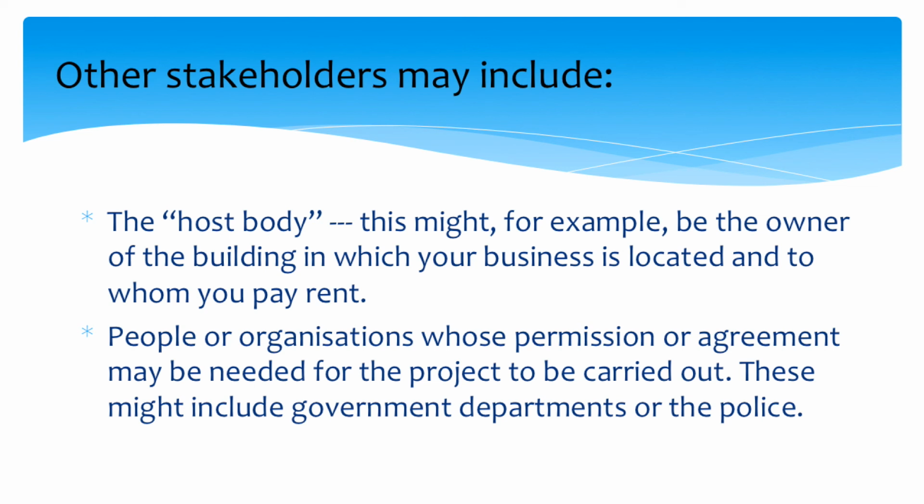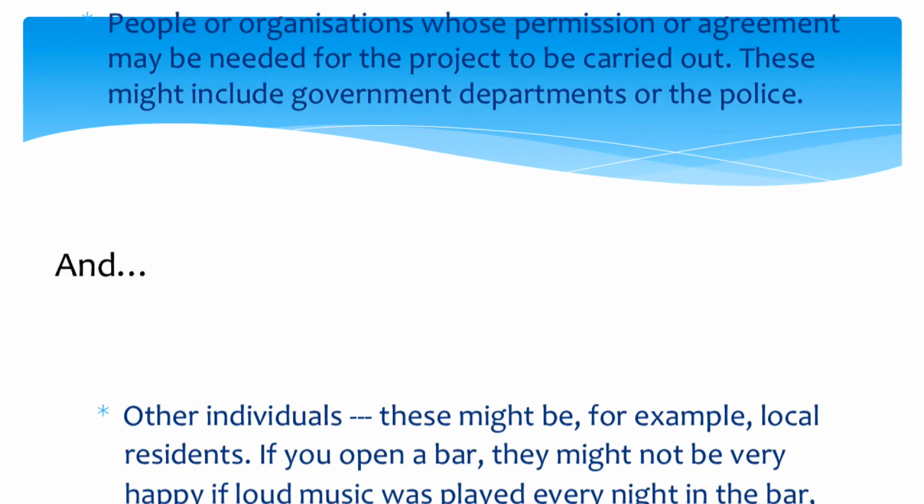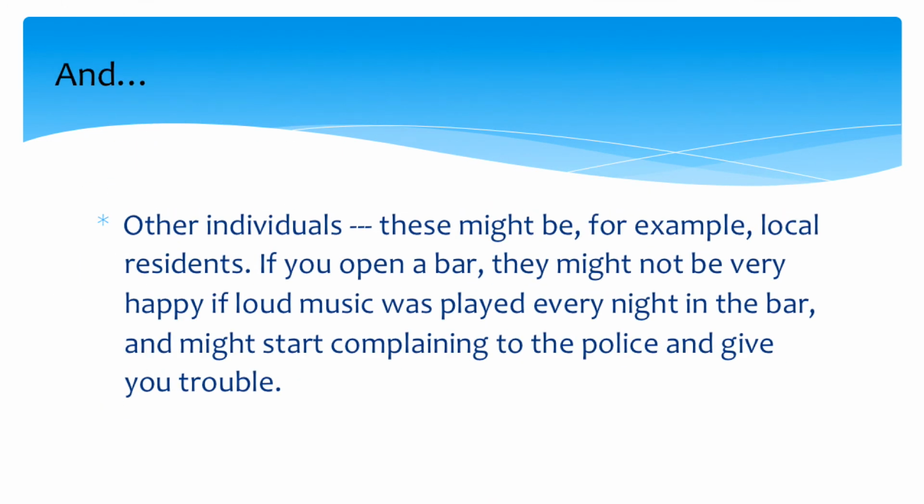第二类是 the people and organizations whose permission or agreement may be needed for the project to be carried out. These might include government departments or the police. 还有一类就是你需要得到他们的许可同意才能进行这个项目的人或者机构，比如政府的有关部门或者警察机构，你在这搞了一个项目，可能得看看是不是合法的。还有 other individuals 其他的一些人，包括什么呢？This might be, for example, local residents.